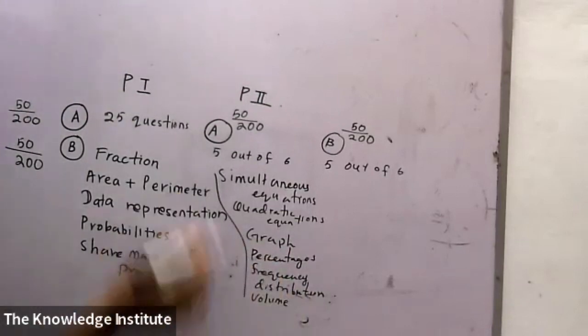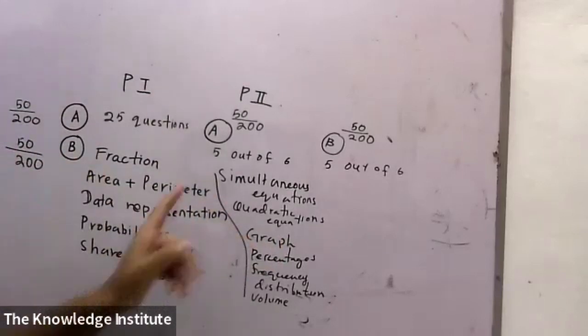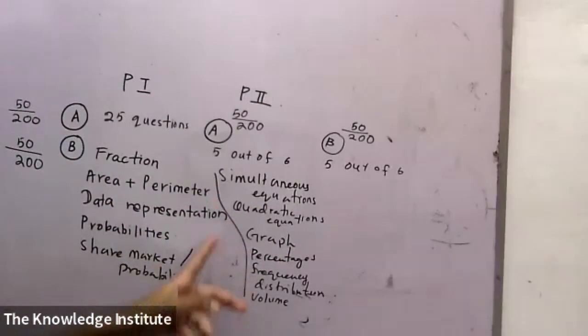Okay, now among these, let's say Amna can do graphs very well, so she's going to select graph. Let's say Sumaya can do simultaneous equation better than another unit, so she will be selecting that. So it's up to you, but definitely you must do 5. There is no other option.